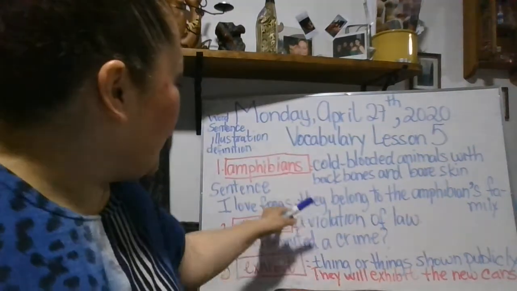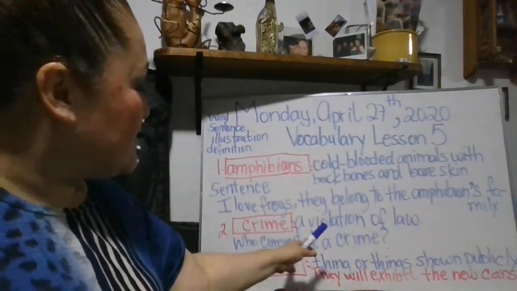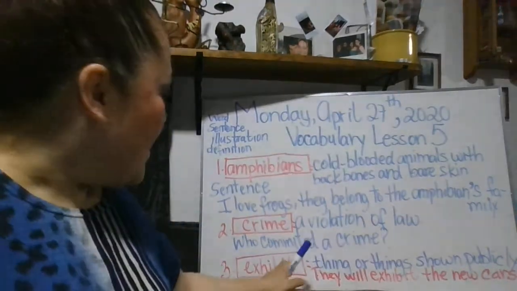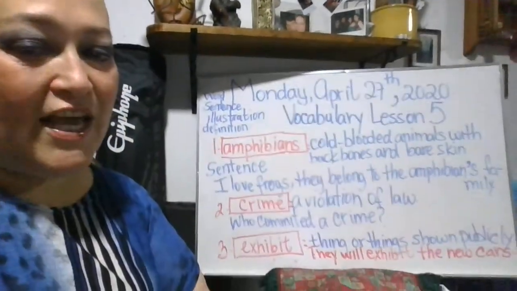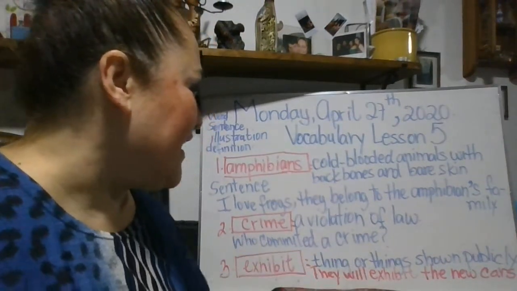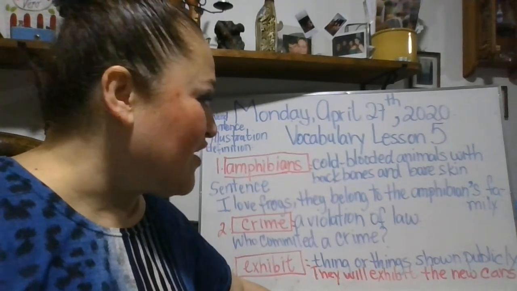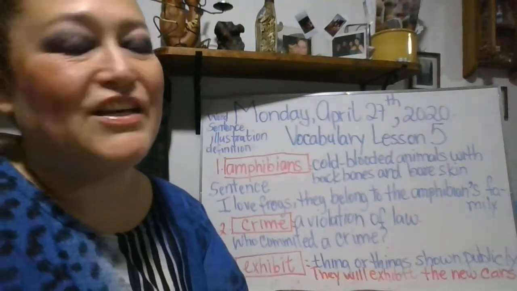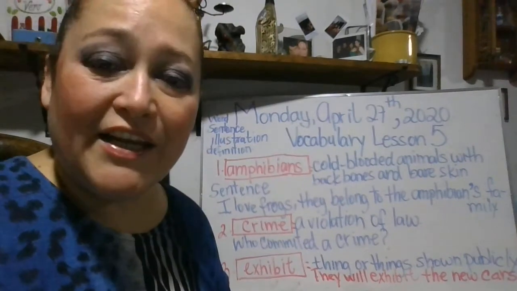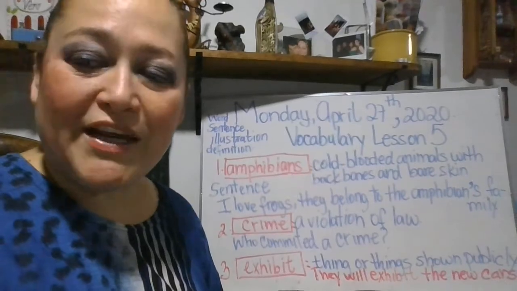I know it. Okay, number 2, it is crime, a violation of law. And the sentence can be who committed a crime. That can be a sentence for crime. And our number 3 is exhibit, thing or things shown publicly. And I wrote down a sentence for you that says, they will exhibit the new cars in the presentation. You can use it. So those are the first 3 words in our list. They are 8 in a row. So let me erase and continue with the other 3.